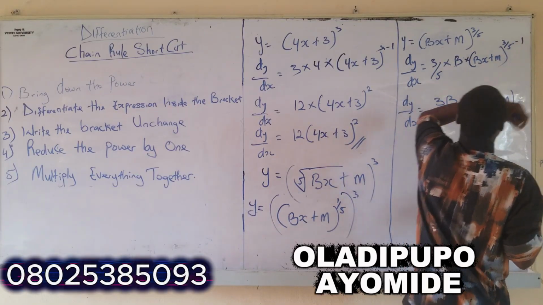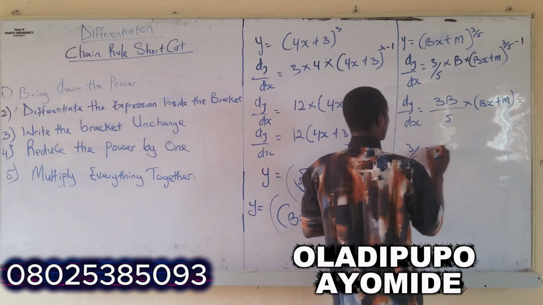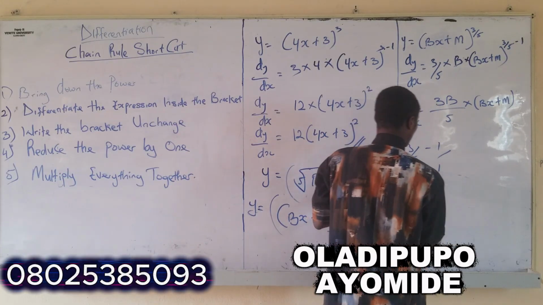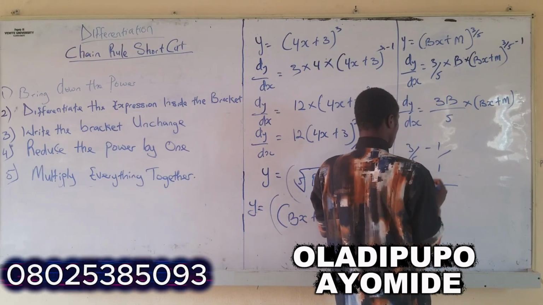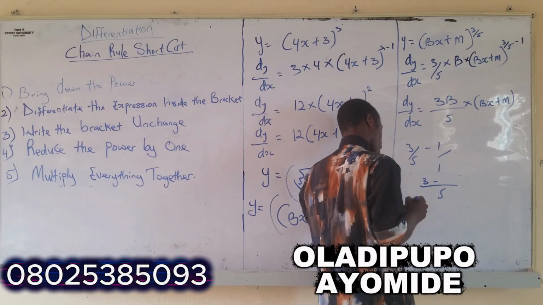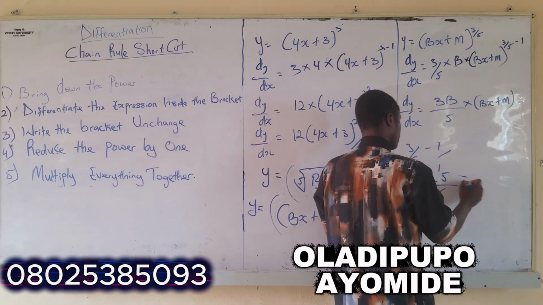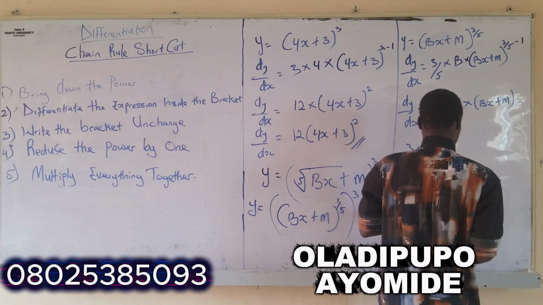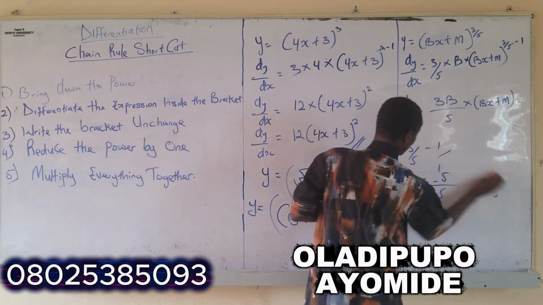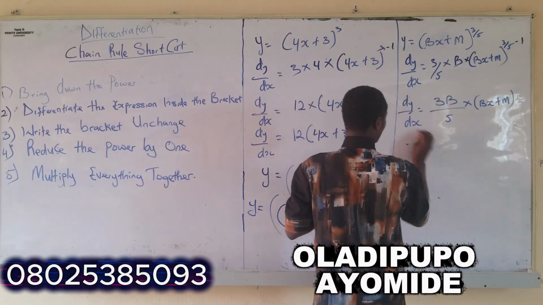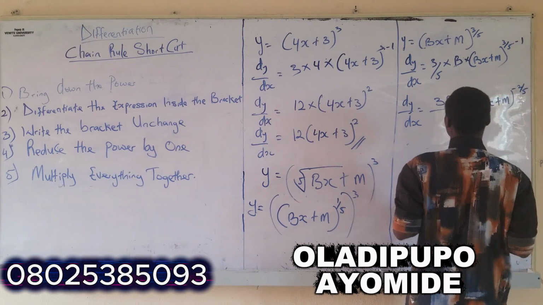This power, we have 3 over 5 minus 1. If I say 3 over 5 minus 1 over 1, this becomes 5 goes in 5 one times, 1; 5 goes in 3 minus 1, 5 goes in 1, that's 5, 5 times 1, 5. This becomes 3 minus 5, which is minus 2 over 5. So now, in this case, this becomes minus 2 over 5.